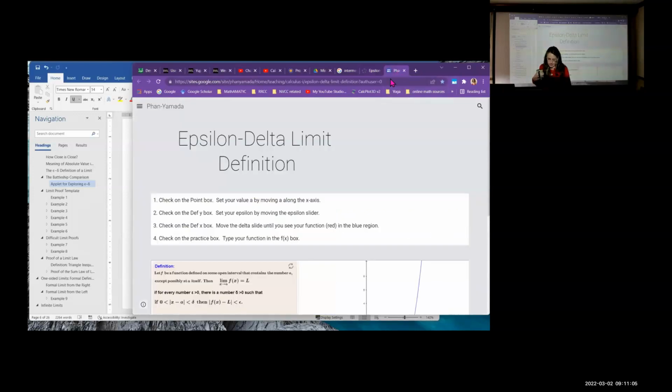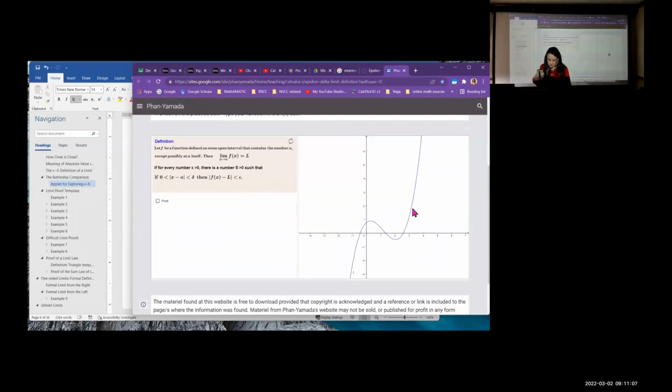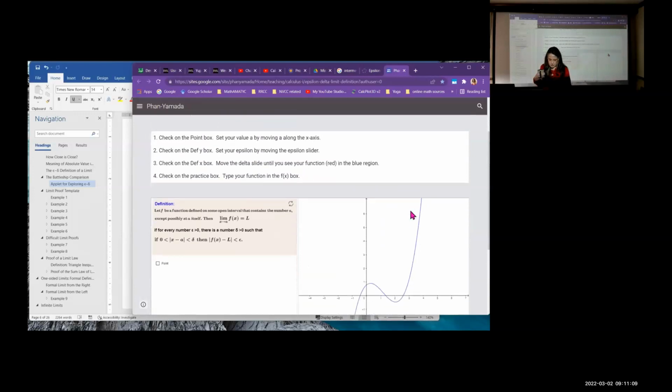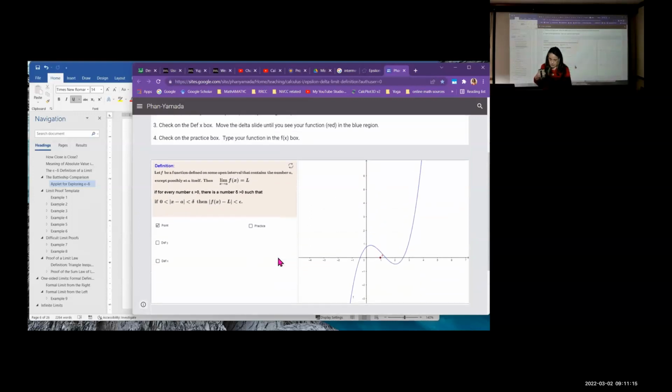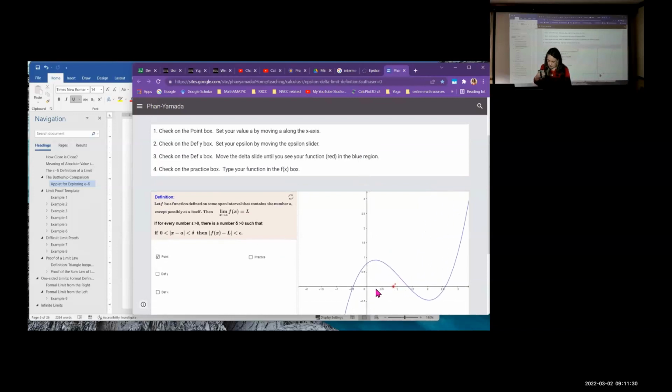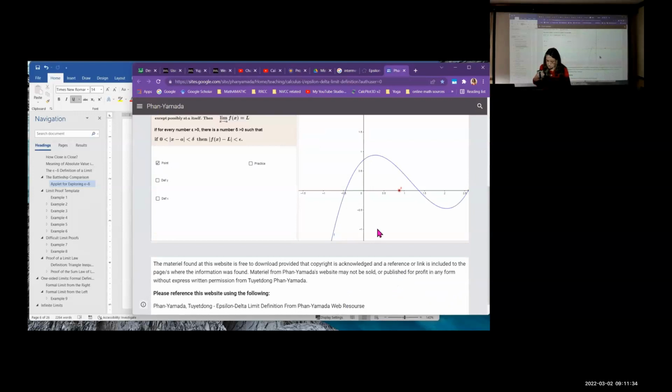Now there's another applet over here that does a similar thing. It has directions. It says check on the point box and set your value A by moving the point that's on the screen. All right, now A is this little point right here, I think. So you can set your value of A, and I'm going to set mine, I don't know, right there, I guess, just because. And I'm going to make my graph a little bit bigger. There we go.